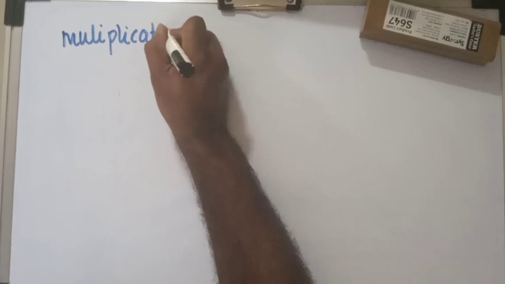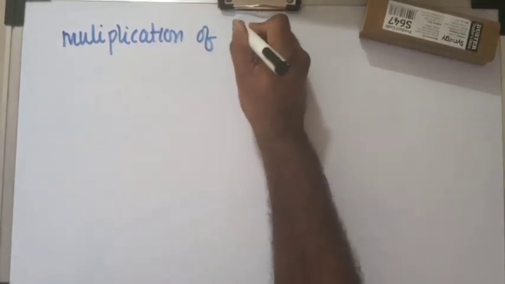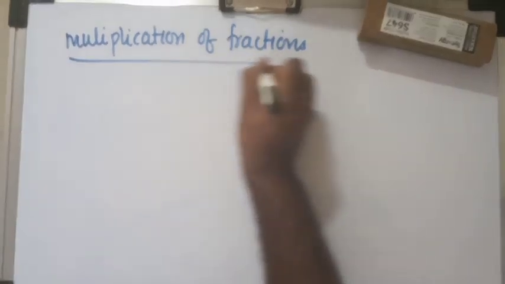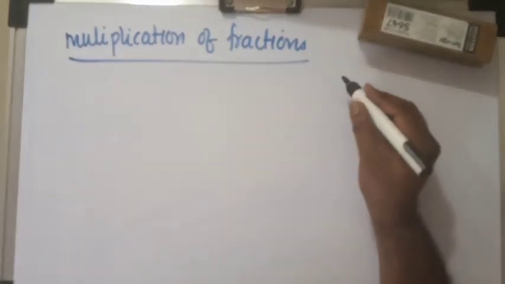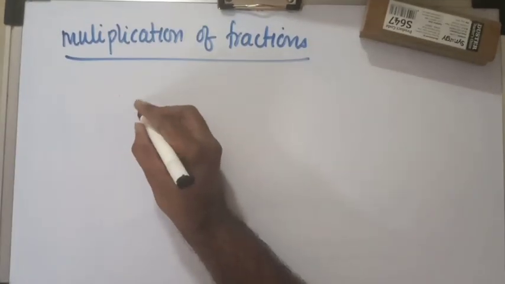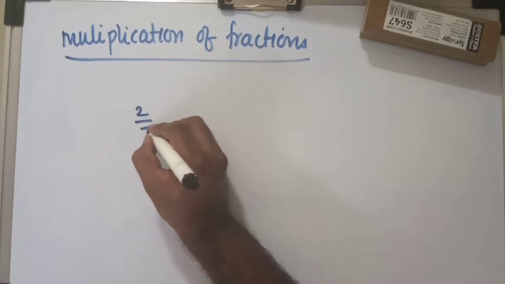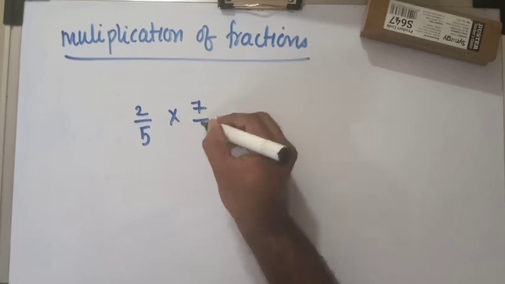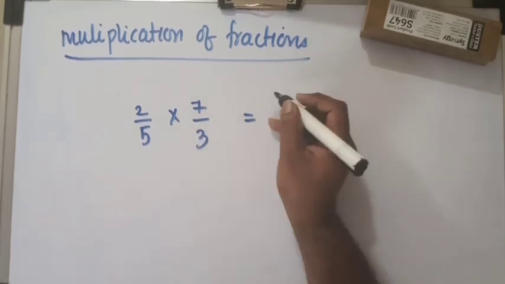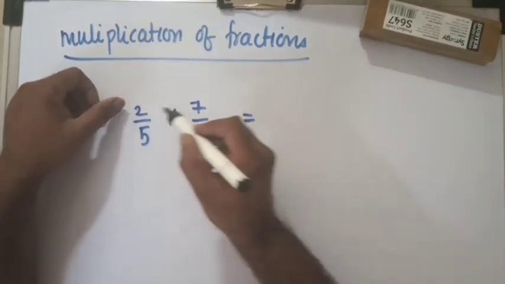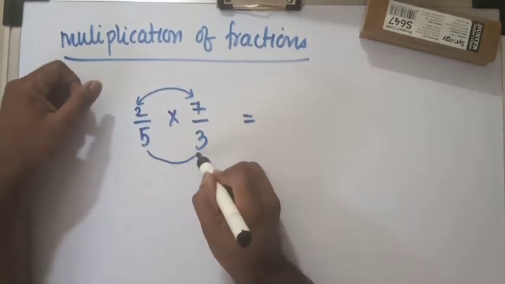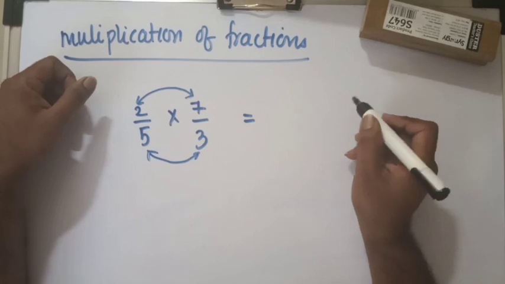Multiplication of fractions. See children, say if there are two numbers, one is 2 by 5 and say the other fraction is 7 by 3. So what I'll do, multiplying a fraction, you multiply the numerator by the numerator of the fraction, you multiply the denominator and denominator of the fraction.